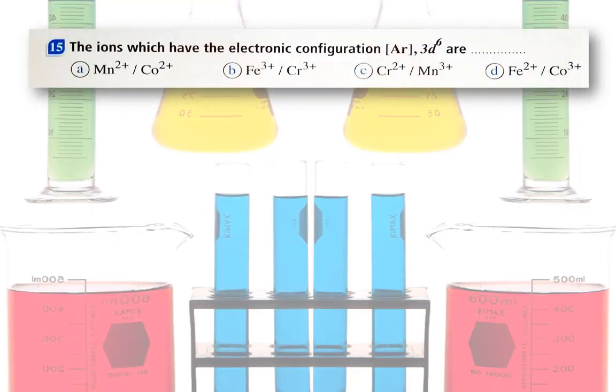Another question, the ions which have the electronic configuration argon 3d6 are, we have here 6 electrons, it's not completely filled with electrons, so we have iron plus 2 and cobalt plus 3. Cobalt loses 3 electrons and iron loses 2 electrons, so we have 6 electrons in the d orbital.